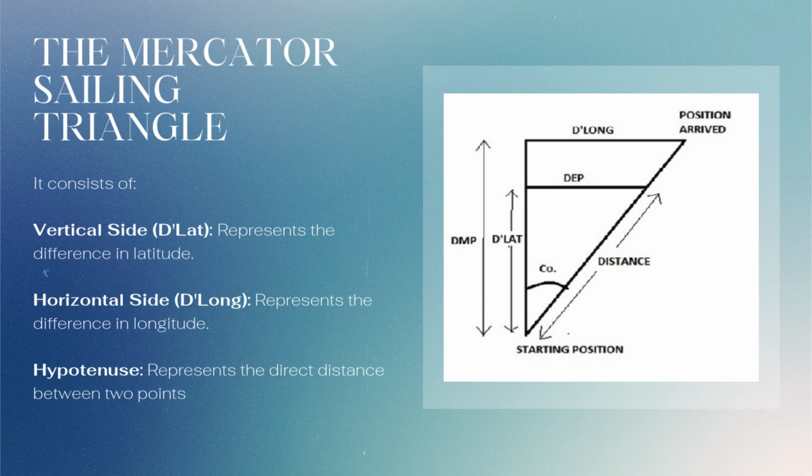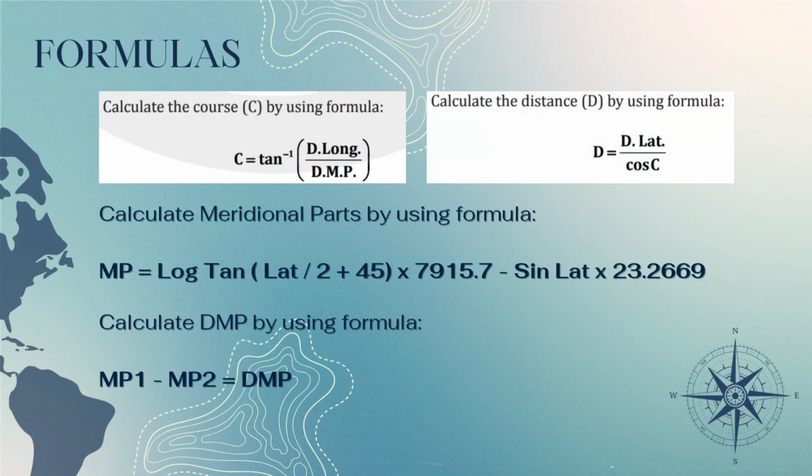So this is the Mercator Sailing triangle. To simplify, the vertical side is the difference in latitude or the DLAT between our start and the endpoint. The horizontal side is the difference of longitude, how far east or west we've traveled. And the long part, the hypotenuse, is the direct distance we're calculating, represented by the rhomb line on the map. With this triangle, we apply trigonometry to determine the exact course angle and distance, helping us keep on the correct path. Now for the important formulas here.